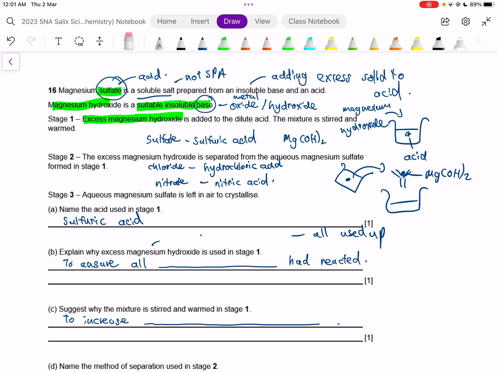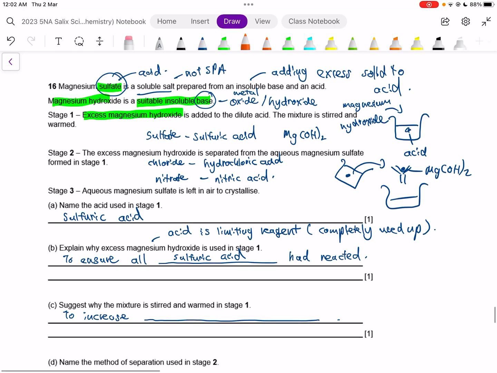Sorry, what am I saying? The acid is the limiting reagent and the solid is in excess. It's like the bread and ham example we gave in the notes. The acid is the limiting reagent, so it will be completely used up, making sure that all the sulfuric acid has reacted.